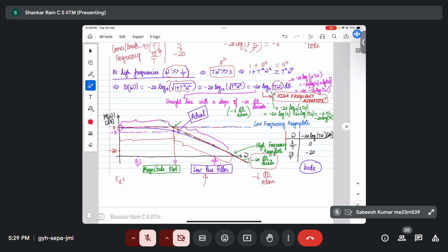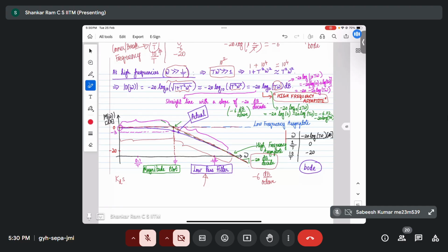We studied about PID, proportional integral derivative. If you refer to your notes, what was one limitation? It will amplify the noise. Noise is low magnitude, high frequency. So it will amplify the low magnitude, high frequency signal.